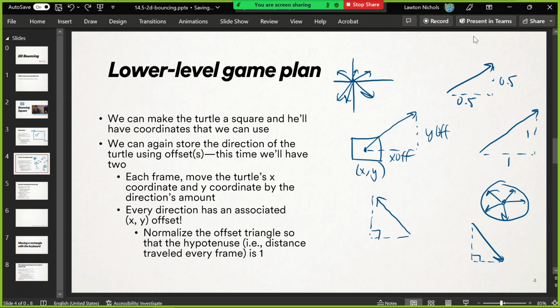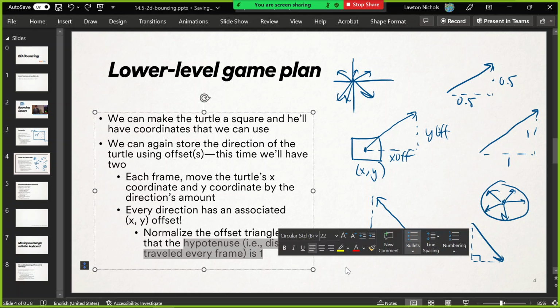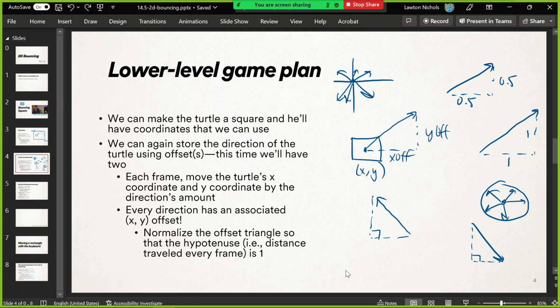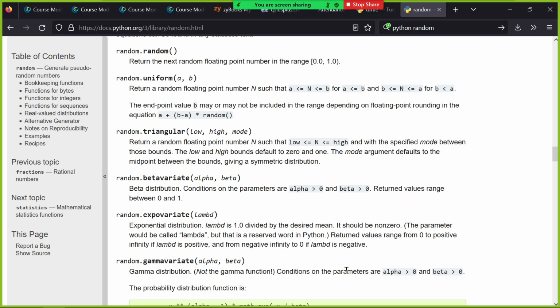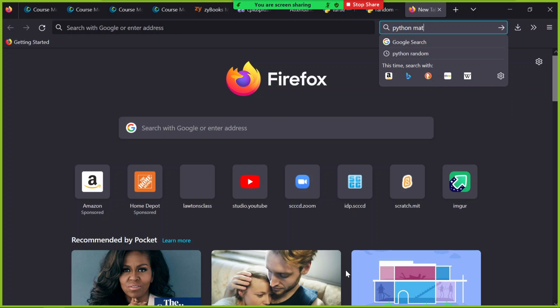But we're going to make sure that our distance triangle, no matter if we randomly picked it to be like this or like this, that's the same direction. We'd like to force it to always have length 1. Stretch it out. Move it in so that it's always length 1. So keep the same direction. Just make it so that we always move at the same speed. All right, that will be helpful for us. So here's how you do that. It involves the math library, Python math.